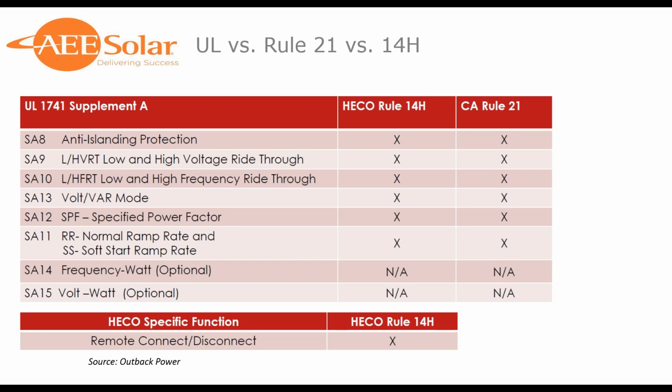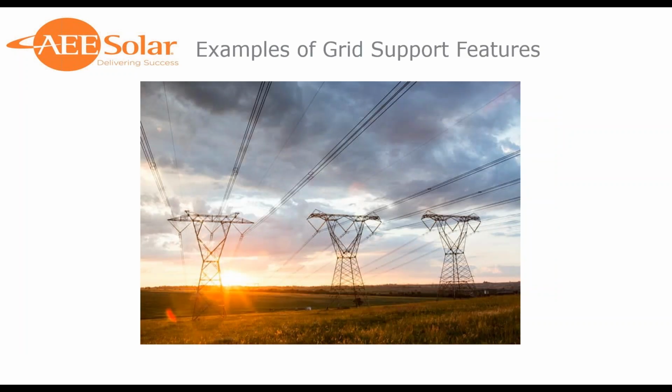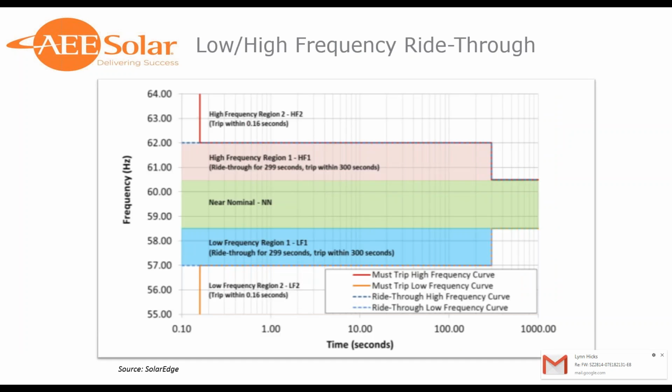I think the best thing to do at this point is look at some of these features and what they actually do, what they specifically do, and see how they'll be implemented locally. So the first one is low or high frequency ride-through. What you're seeing here, the y-axis is frequency in full hertz chunks, and the x-axis is time in seconds on a logarithmic scale.